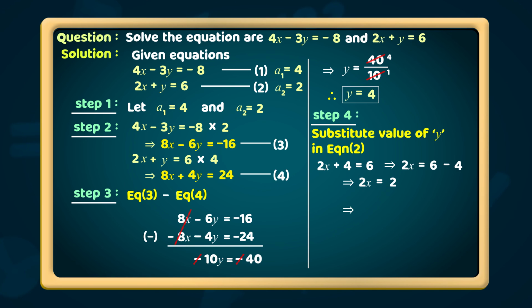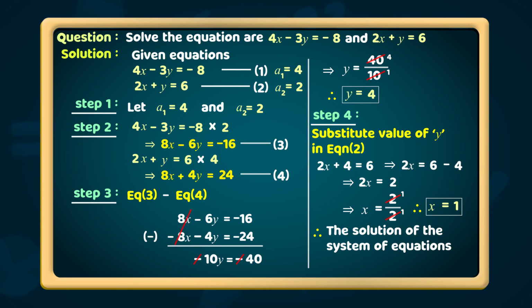That implies x equal to 2 by 2. Second table, here 1 time. Therefore, x equal to 1. Therefore, the solution of the system of equations is x equal to 1 and y equal to 4.